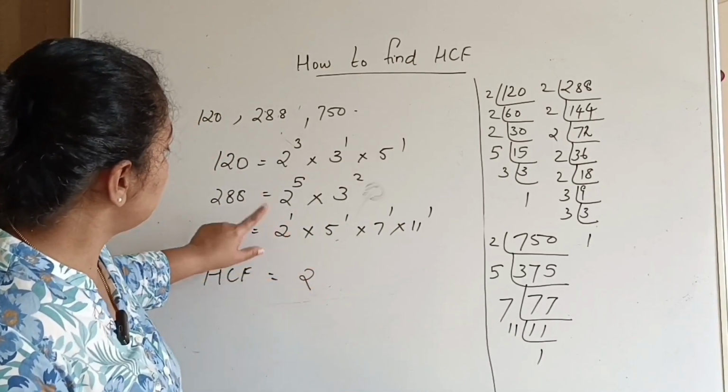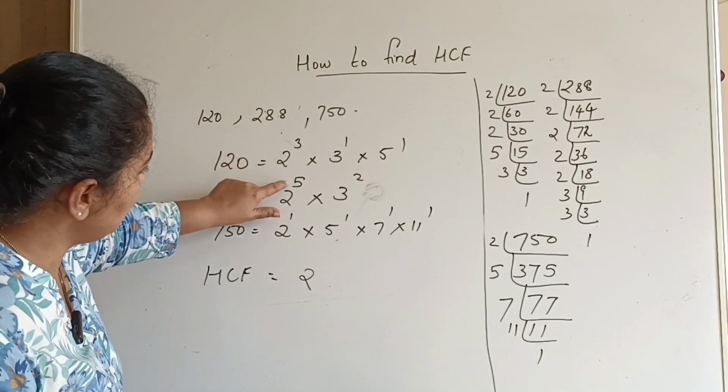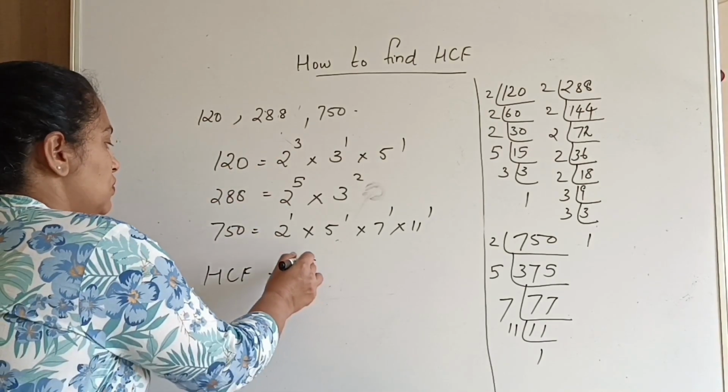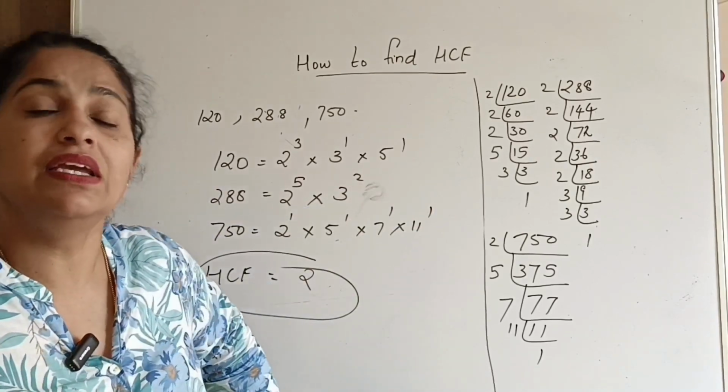In this 2, what is the least power of 2 over here? Here I have 2 raised to 3, 2 raised to 5 and 2 raised to 1. So the HCF of these 3 numbers together is only 2.